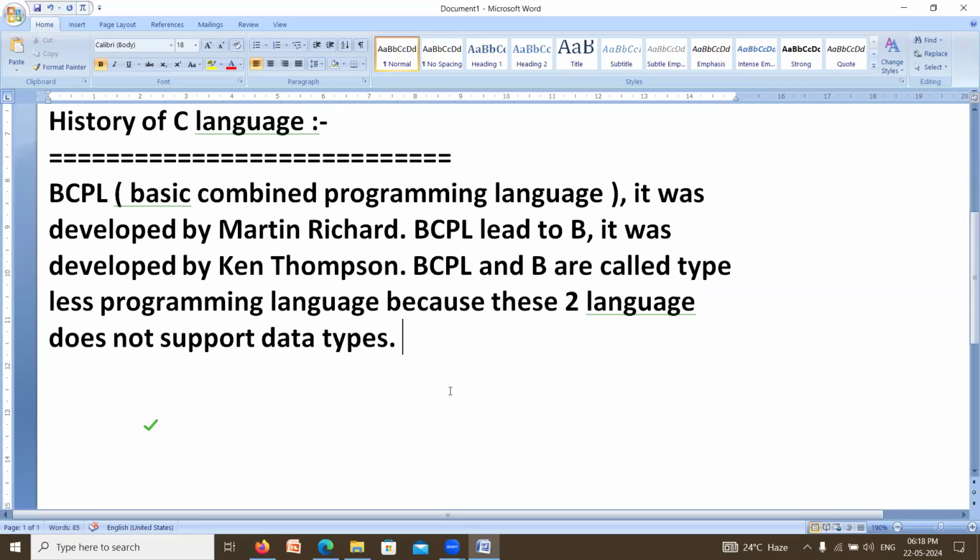Then there is a person, his name is Dennis Ritchie.